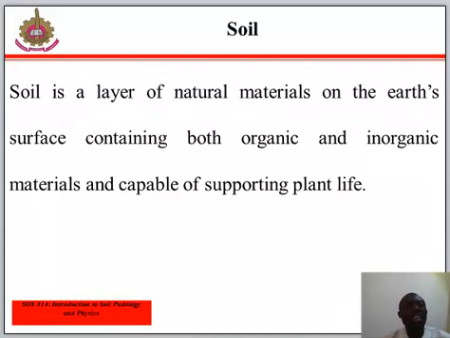Soil. Soil is a layer of natural materials on the earth's surface containing both organic and inorganic materials and capable of supporting plant life.